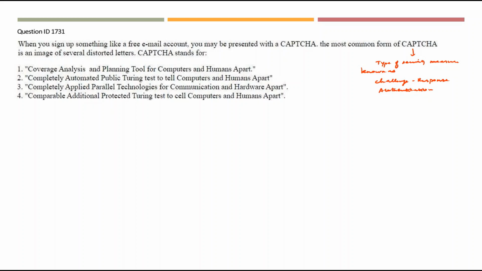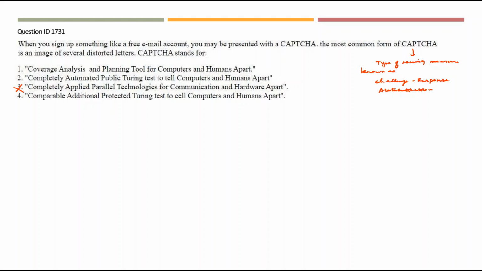Why do we use CAPTCHA? It is to differentiate between a robot and a human. If you see the "I am not a robot, I am a human" checkbox also, everything is CAPTCHA. We have to say in general, it is to differentiate humans and computers. Let's check for computers and humans apart. So except the third one, everything has the word. So we'll remove option 3.